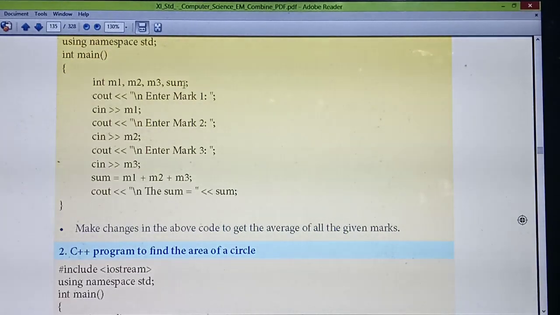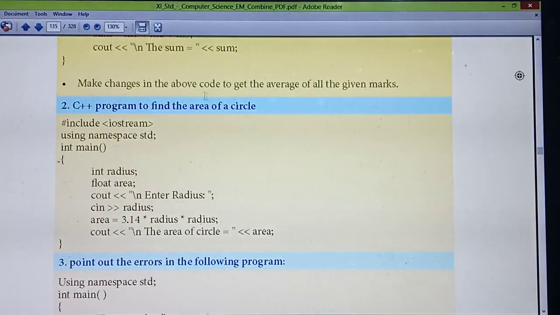Understand what I am telling? Here you are going to find the average. What are the variables you are going to use here? All the variables you need to mention at the first. So for average you are giving the variable AVG. So one more line you should add: AVG equal to sum divided by 3. Then one more cout line: the AVG equal to, and you give the variable AVG. Understand? Yes.